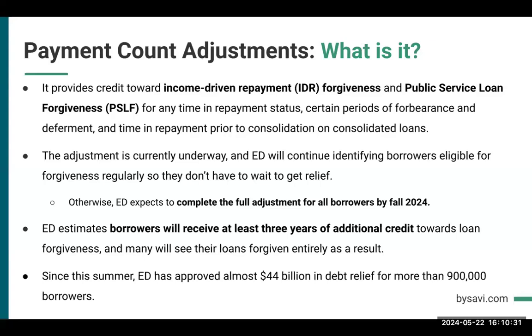If, as these adjustments occur, they find that you've been in repayment for more than 25 years, you could qualify for immediate forgiveness and your loan balance will be forgiven. As a result of the adjustments, the Department of Education estimates that borrowers are going to get 3 years closer to the finish line for forgiveness. And so far, they've already approved over $44 billion of debt relief as part of these account adjustments.